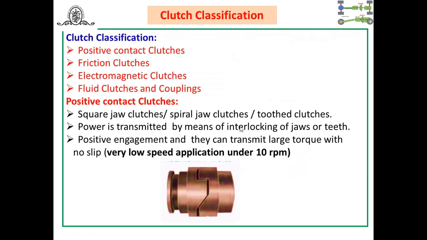Now there are some classifications: positive contact type clutches, friction clutches, electromagnetic clutches, then fluid clutches and couplings. Looking at the figure of the positive contact clutch, you will find it has jaws, or you can say tooth construction. Because of that, power is transmitted by means of interlocking of the jaws and teeth. Positive engagement is there, and they can transmit large torque with no slip. But generally it is used under 10 rpm, that means very low speed applications.